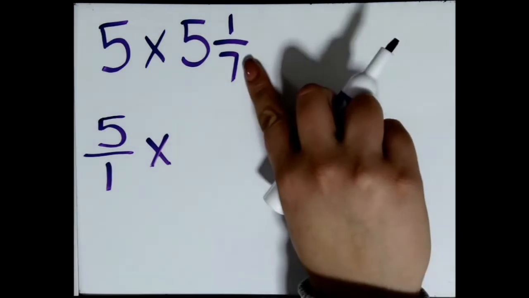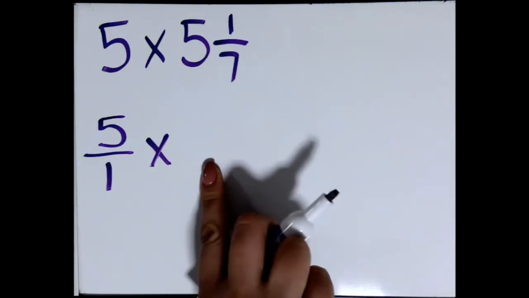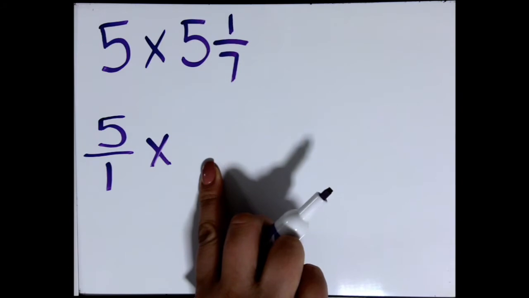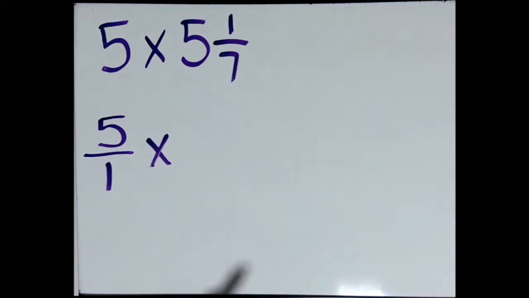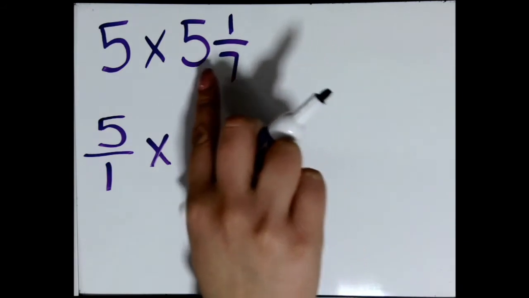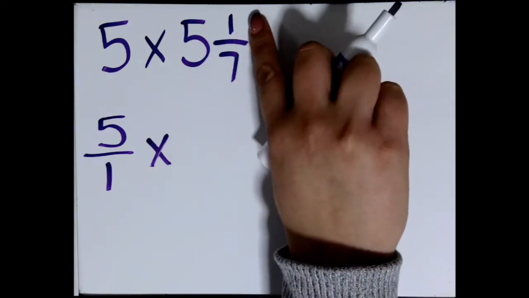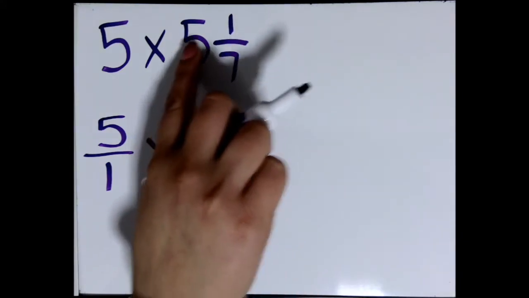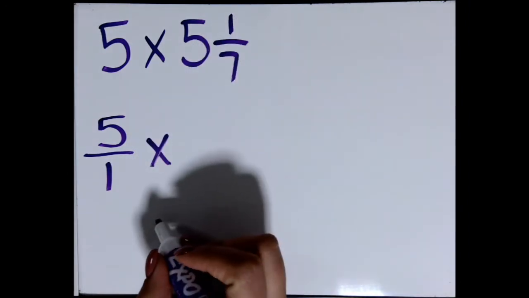Okay, we're going to make this mixed number into an improper fraction. It's really important that you do that so you don't get confused with your numbers. And we do that by multiplying denominator times whole number, then adding the numerator. So multiply, add. I'm going to do it right here in the bottom.